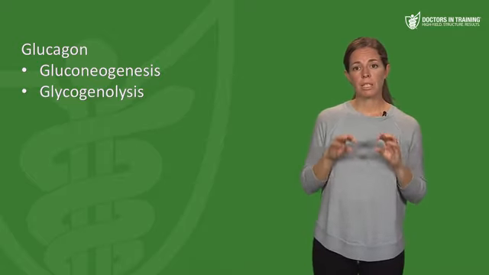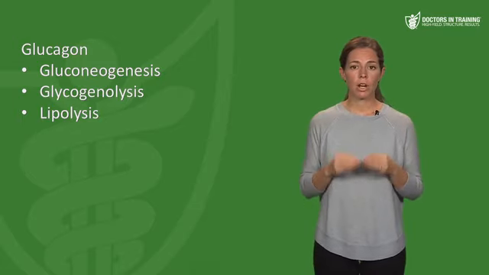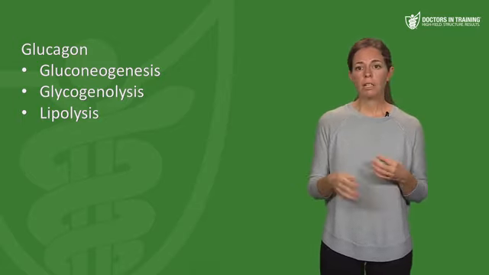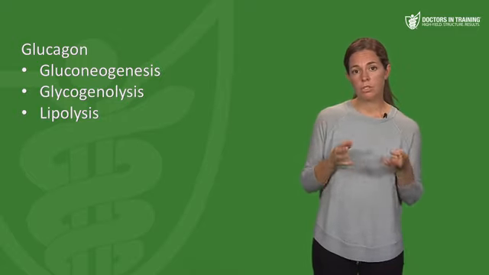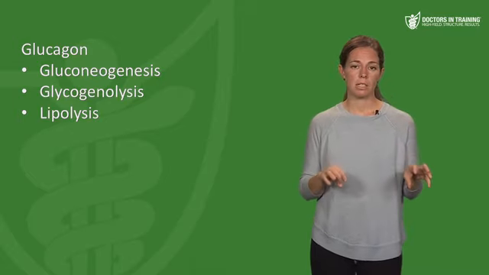Glucagon also stimulates lipolysis, so you're breaking down fat and triglycerides to produce ketones, which are another source of energy. So everything glucagon does is aimed at mobilizing stored energy, mobilizing glucose, mobilizing fatty acids to make ketones.